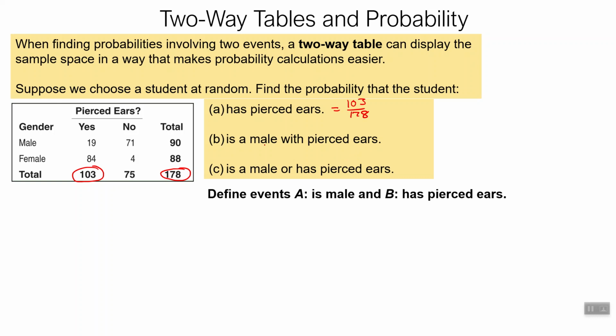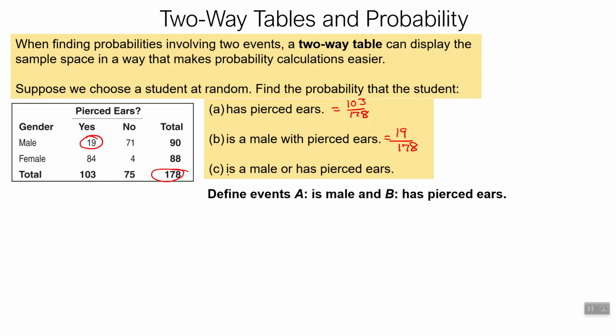Next up, what is the probability that the person chosen at random is male with pierced ears? All right, well, let's get rid of these two. We want male with pierced ears. So yes for pierced ears, yes for male. That's just these guys. It doesn't say or, it says a male with pierced ears. So it's just those 19. And it's still out of everybody. It doesn't say that given that they were male or given that they have pierced ears. It's still out of everybody. So it's still out of 178.